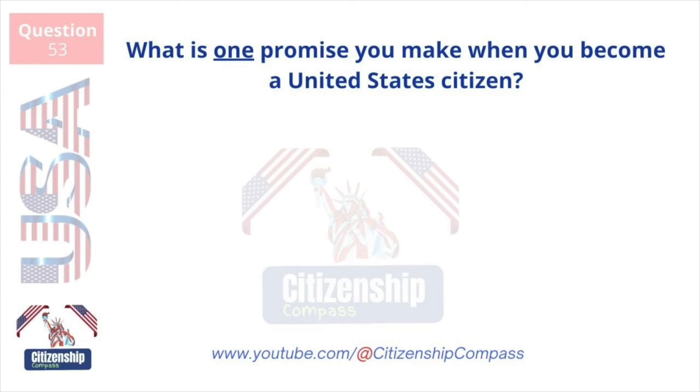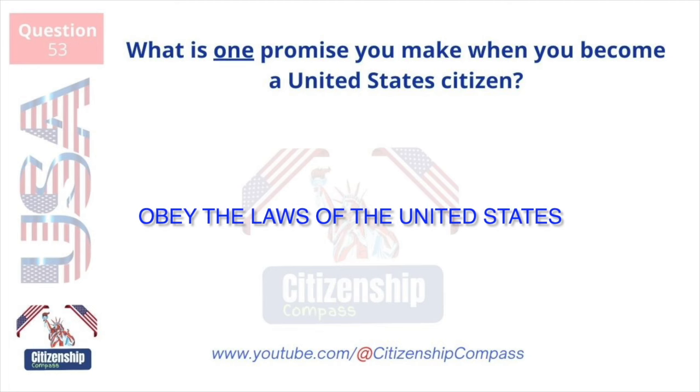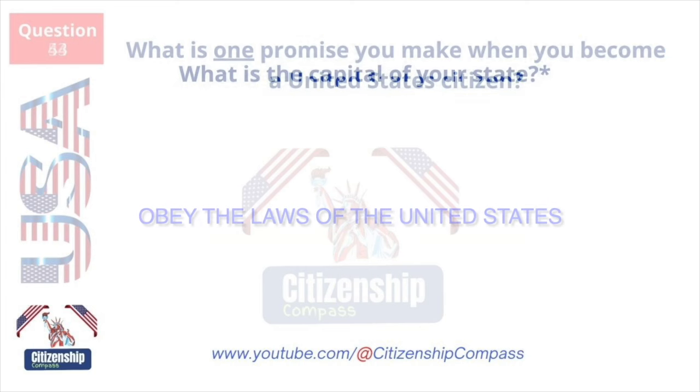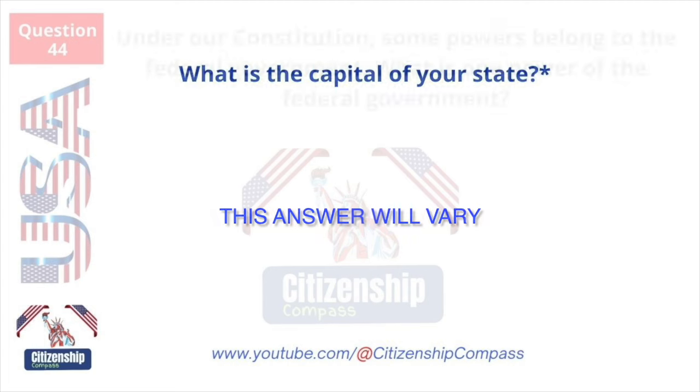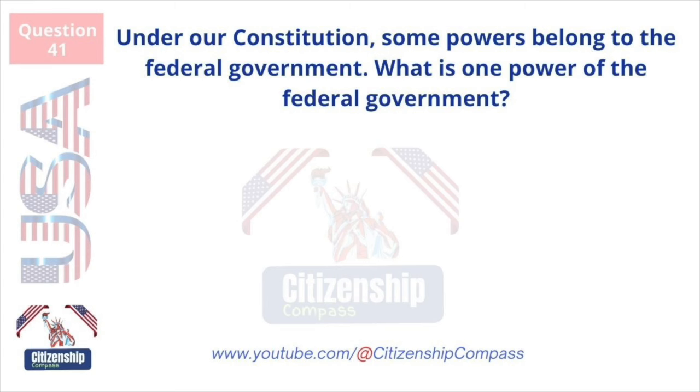What is one promise you make when you become a United States citizen? Obey the laws of the United States. What is the capital of your state? Under our Constitution, some powers belong to the federal government. What is one power of the federal government? To print money.